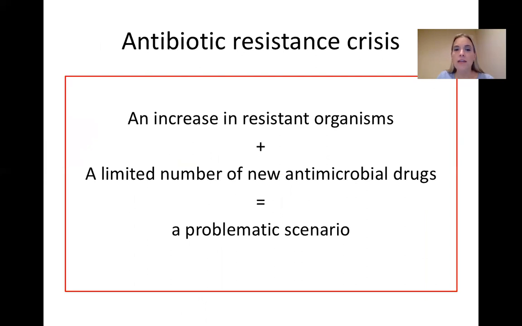And so finally, keep in mind that this crisis is really due to two things: an increase in resistant organisms, as we've mentioned, and a limited number of new antimicrobial drugs that are coming about. So that really equals a very problematic scenario for us. And so really the combination of the resistance and lack of new antibiotics is starting to draw the world's attention to dealing with this big antibiotic resistance crisis, okay?